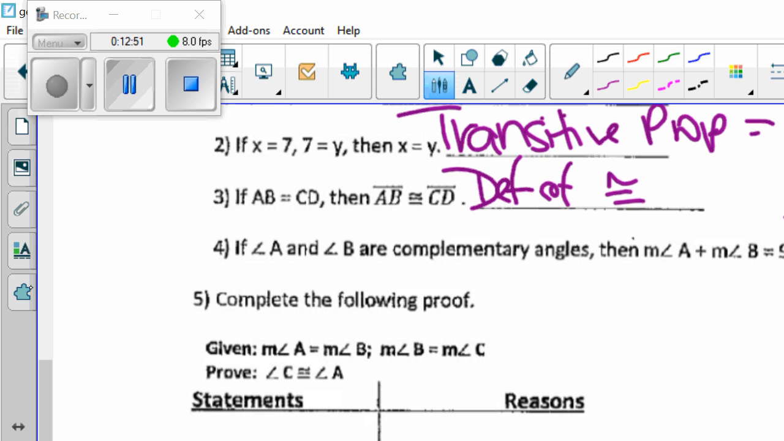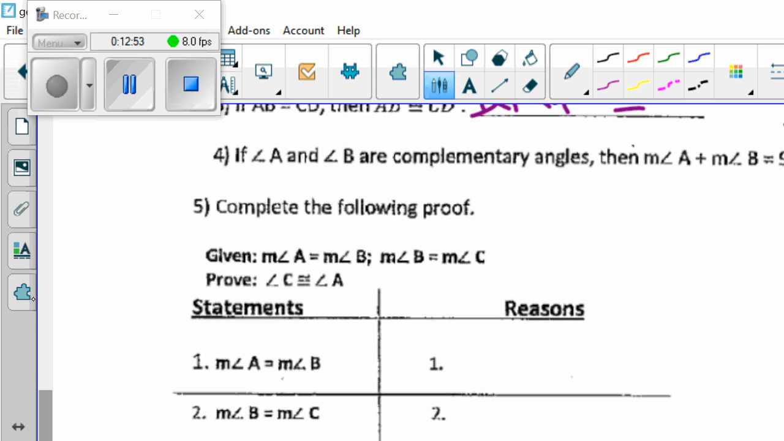And now let's complete the proof. They give me all of the statements. We just have to provide the reasons. So given measure of angle A equals measure of angle B. So number 1, given. Number 2, measure of angle B equals measure of angle C. They gave me that as well. It's also given. Measure of angle A equals measure of angle C. That's the transitive property, the very first, the very last. So transitive property of equality.